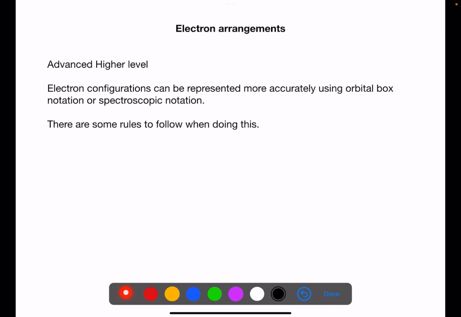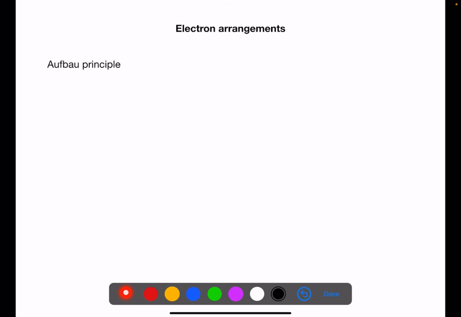So at Advanced Higher level, we're going to represent them more accurately using orbital box or spectroscopic notations, but there are some rules to learn before we can do this. The first rule is the Aufbau principle. So in the Aufbau principle, electrons will fill in order of increasing energy.